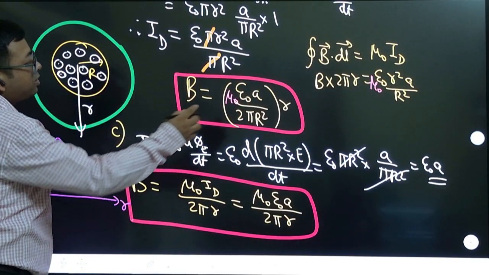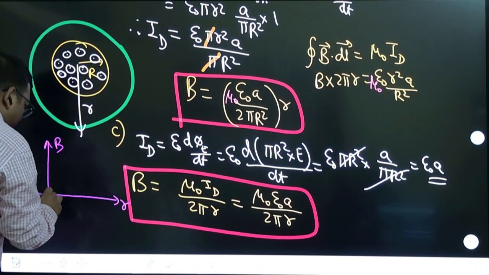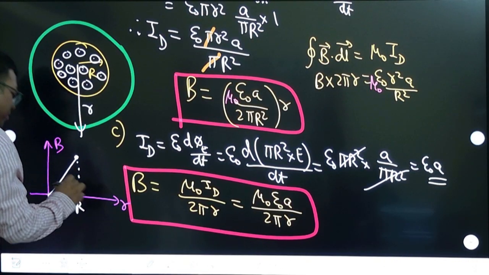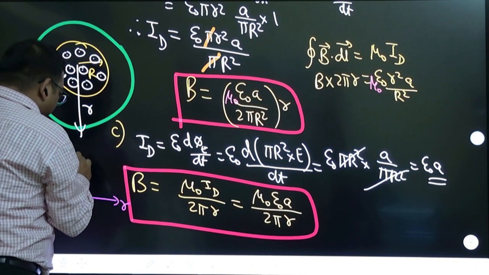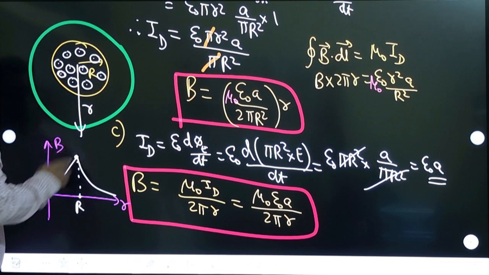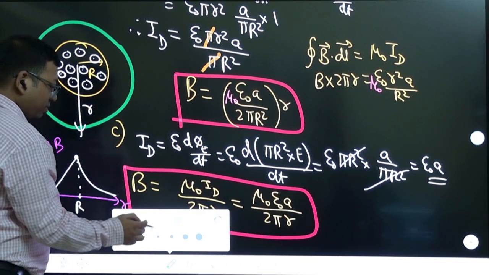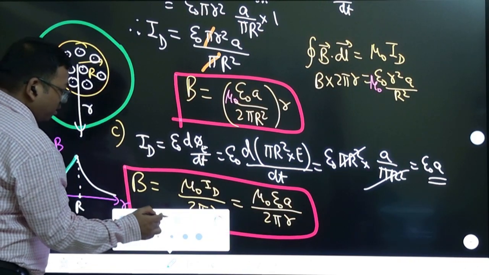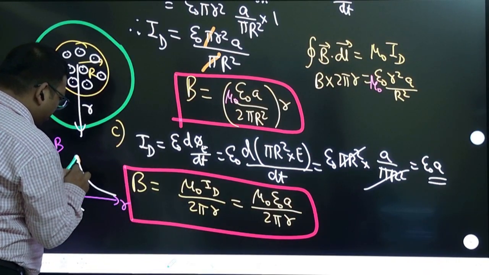So if you see, initially B is proportional to r, so this graph will be a straight line, and after this is capital R. Beyond this you are seeing B is inversely proportional to r. So this is a rectangular hyperbola. This is a straight line. This you should remember. Okay. This graph is a straight line, and this graph is a rectangular hyperbola.